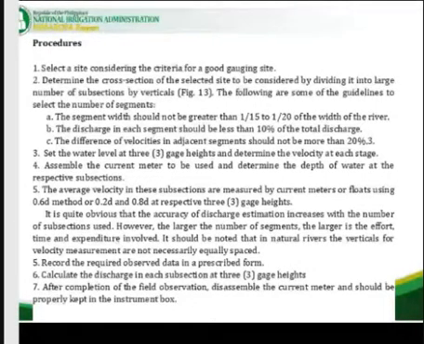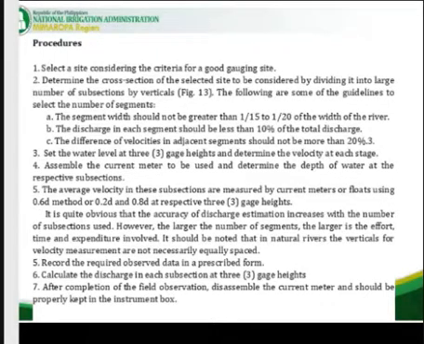3. Set the water level at 3 gauge heights and determine the velocity of each stage. 4. Assemble the current meter to be used and determine the depth of water at the respective subsections. 5. The average velocity in these subsections are measured by current meters or floats using 0.6D method or 0.2D and 0.8D at respective 3 gauge heights. It is quite obvious that the accuracy of discharge estimation increases with the number of subsections used. However, the larger the number of segments, the larger is the effort, time, and expenditure involved. It should be noted that in natural rivers, the verticals for velocity measurement are not necessarily equally spaced.